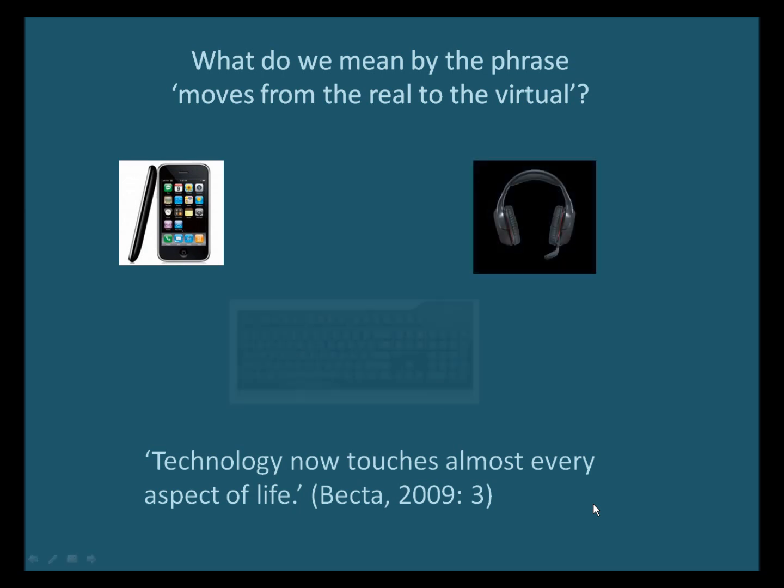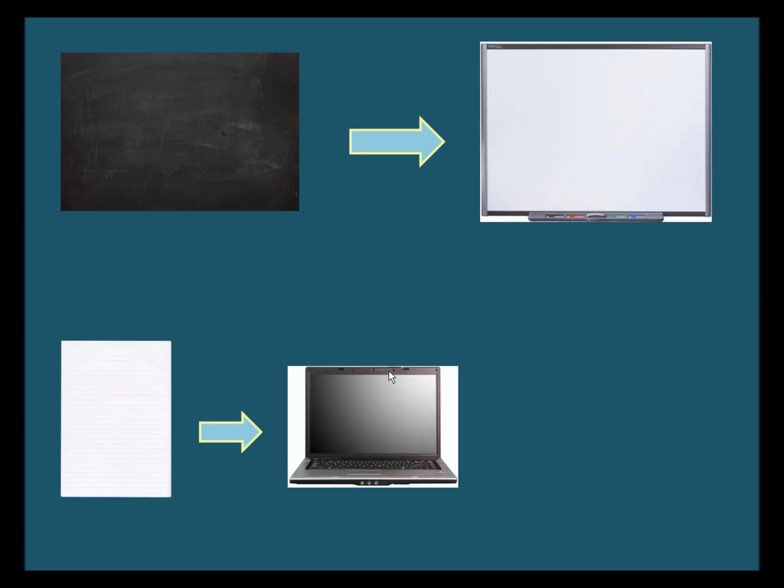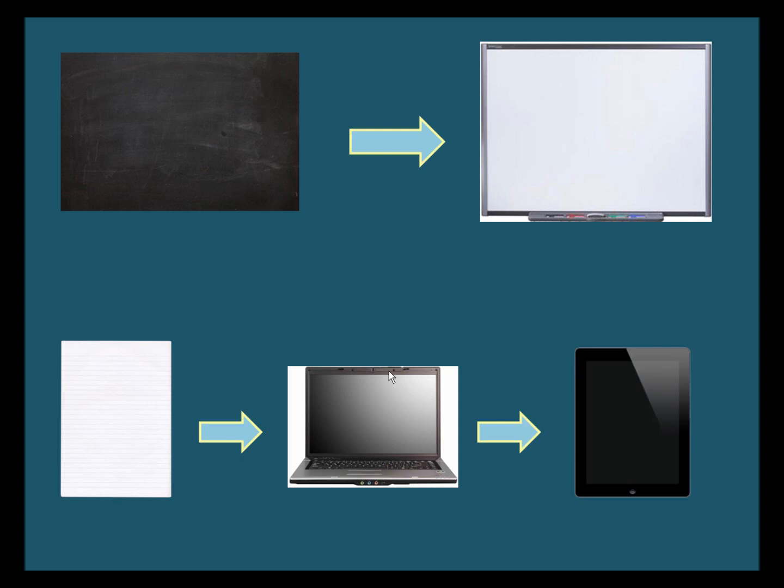By looking at our past, we can see this has happened before. Blackboards have evolved into the interactive whiteboards of today. Whereas word processing was always done on paper, we now use laptops and computers, and perhaps in the future we can expect tablet computers to be used for this too.